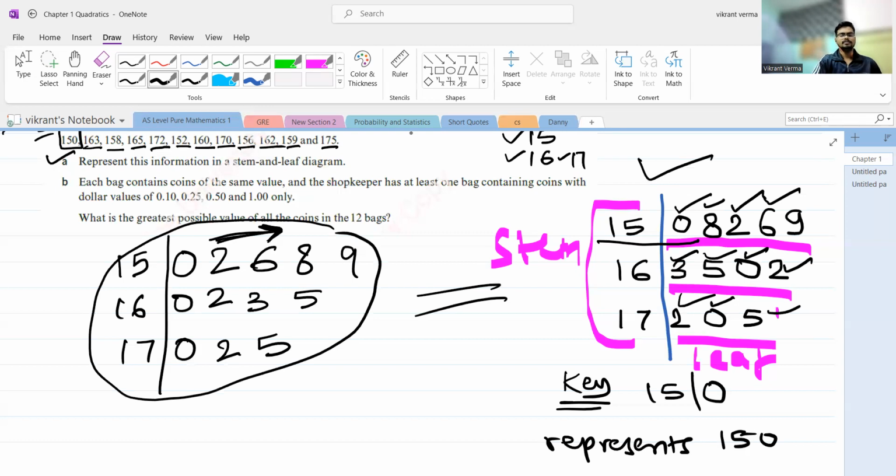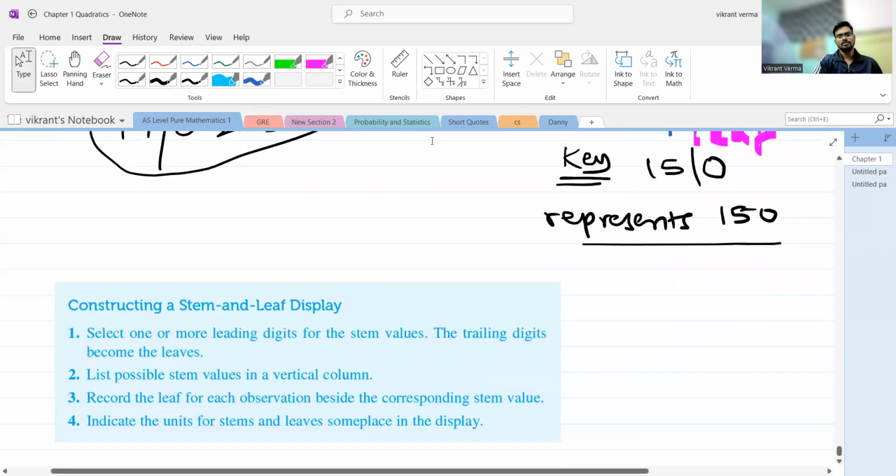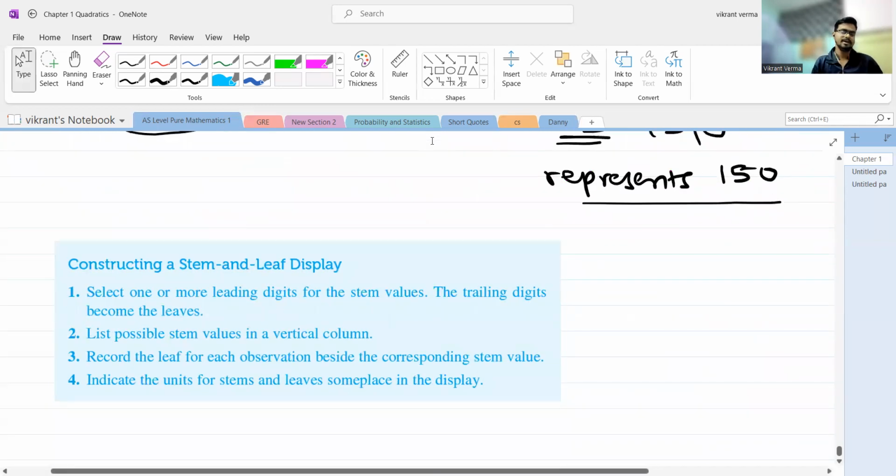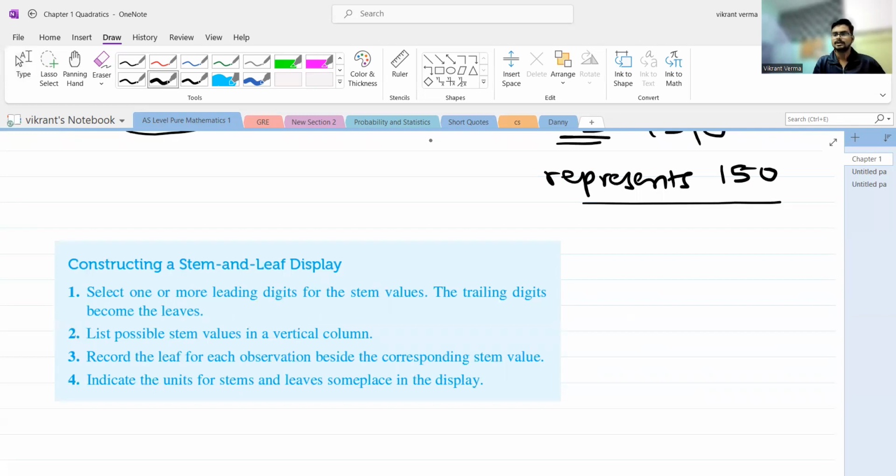You can note down these steps in order to construct any stem and leaf diagram. I have included them from a higher level, college level textbook. These steps give a very systematic way to construct any stem and leaf diagram.